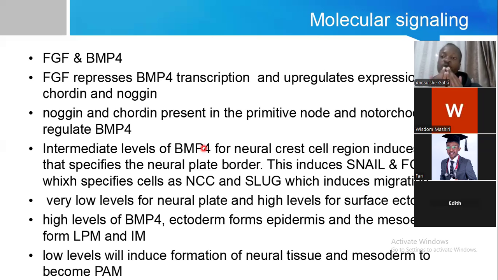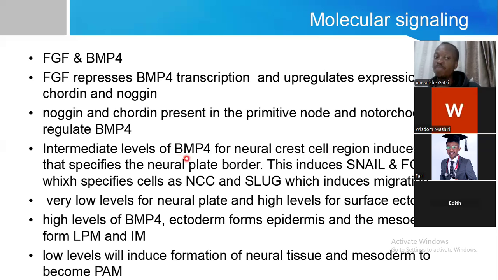To make it easy, if I put the example this way, of the three regions, one region is going to have high levels of bone morphogenic protein 4, or let's just say BMP4. The other region is going to have intermediate levels. Then the other one is going to have very low levels. So you have high, intermediate, and very low. In the order that I gave you, the neural crest cell region is the central, or intermediate one. So that's where you have intermediate levels of BMP4.